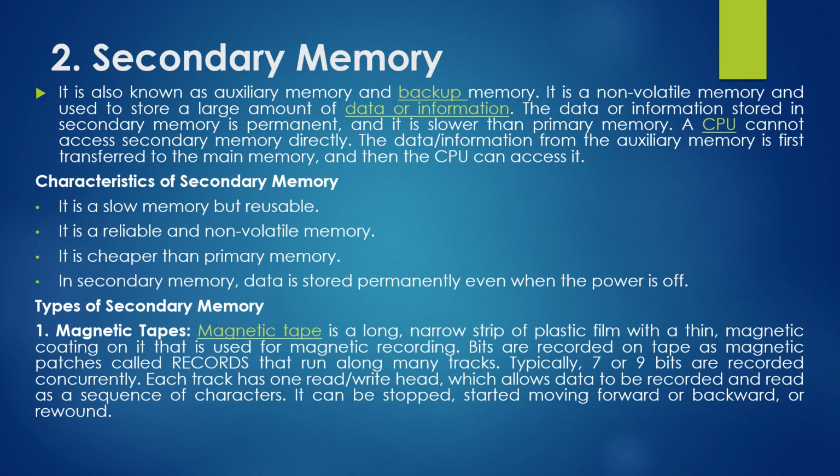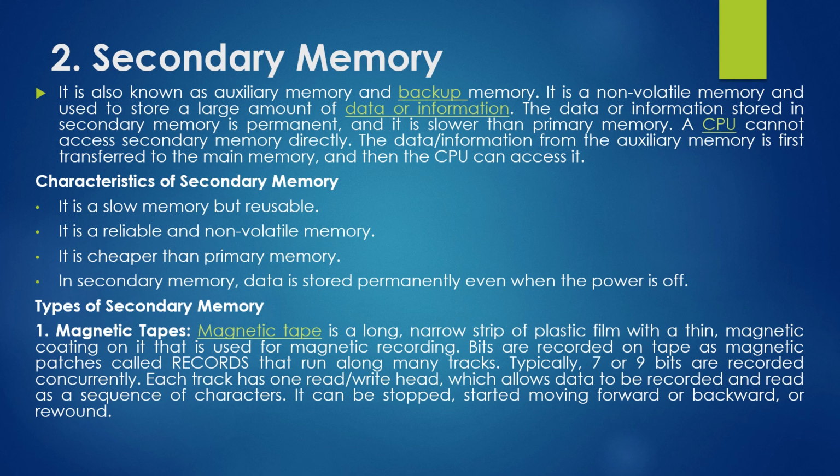The data and information from the auxiliary memory is first transferred to the main memory and then the CPU can access it. The characteristics of secondary memory: it is a slow memory but reusable. It is reliable and non-volatile memory. It is cheaper than primary memory, and secondary memory data is stored permanently even when the power is off.